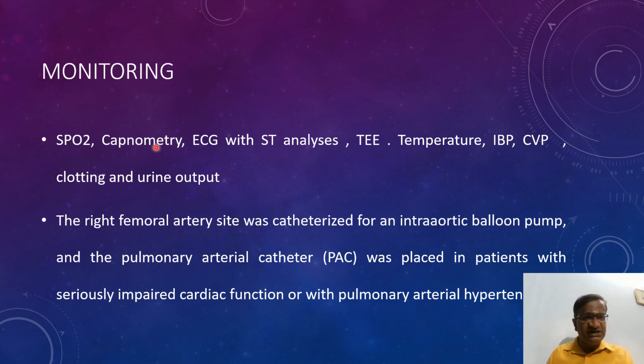Now monitoring is saturation, capnometry, ECG with ST analysis, transesophageal echo, temperature, invasive BP, CVP, clotting, and urinary output. These are the basic things which need to be done. Coagulation. Right femoral artery was catheterized for IABP. Pulmonary artery catheterized. PAC was put in patients with impaired cardiac function and pulmonary arterial hypertension.